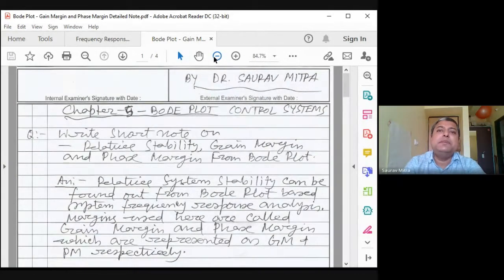Okay, so 20 dB means if I am saying log of 10, log of 10 means it is 1. What is meant by 10? 10 is nothing but output by input equal to 10. That means if I am giving 5-volt input, I am getting 50-volt output.